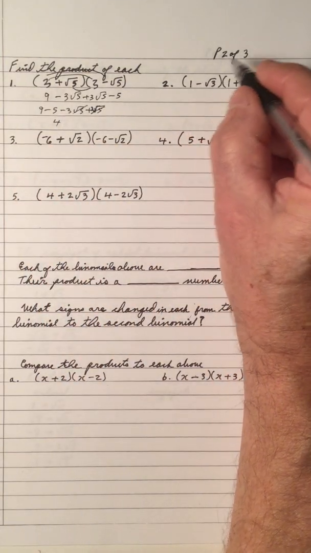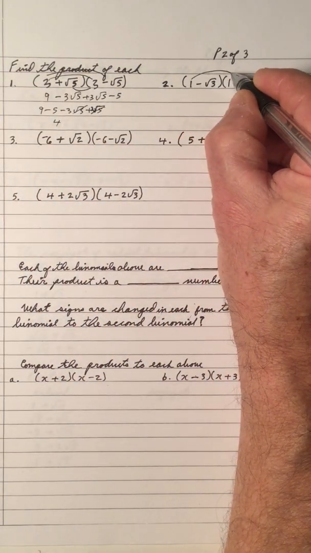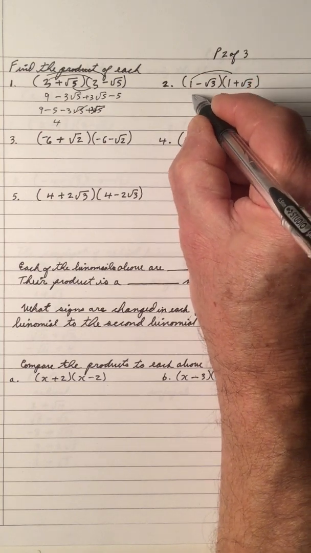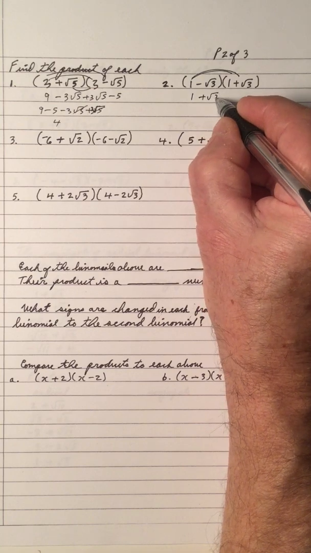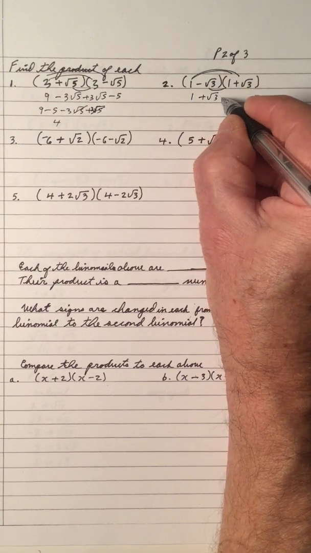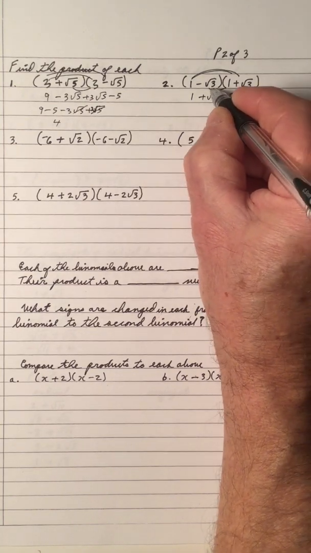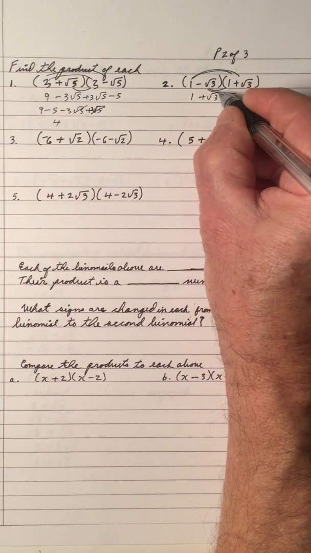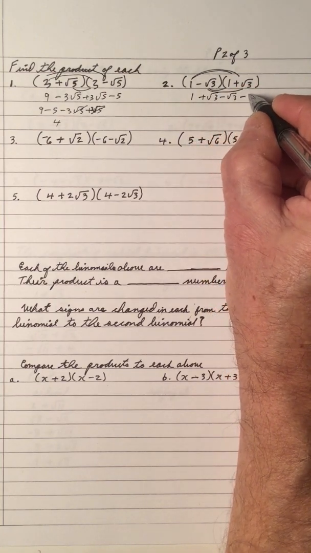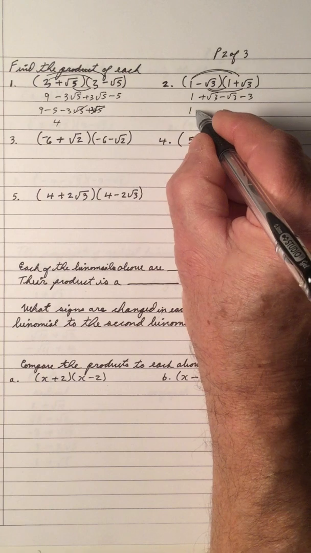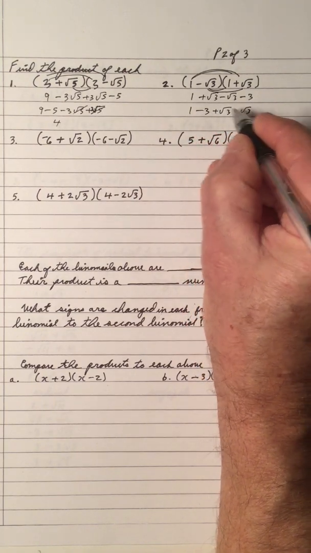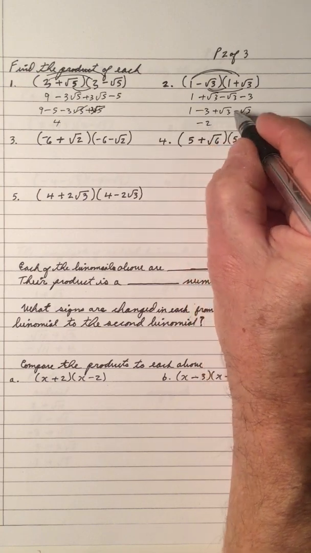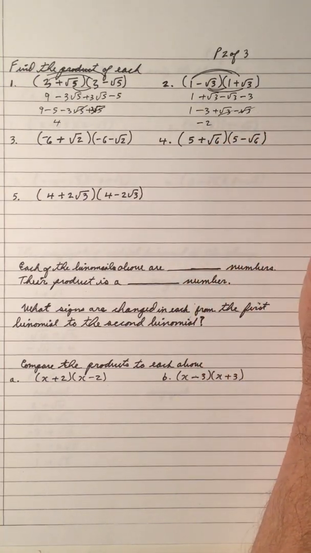Let's go again. We're multiplying by FOIL. First, 1 times 1 is 1. 1 times root 3 is 1 root 3. Negative root 3 times 1 is negative root 3. And negative root 3 times positive root 3 is negative 3. Group like terms. Done. That gives me a negative 2, and the root terms cancel out to give you 0.